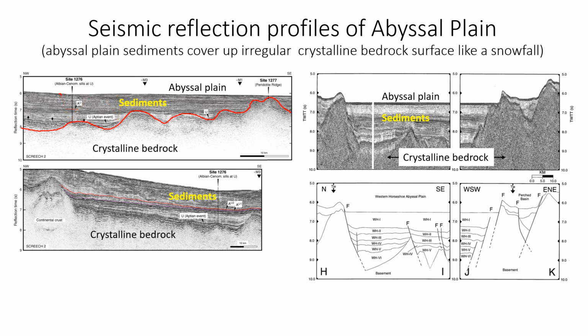Again, the abyssal plains are the flattest places on Earth, but that flatness is a little bit deceiving because if you drill down through it, if you remove the marine sediments on the floor of the abyssal plain, you would eventually move into this very irregular volcanic crystalline bedrock that originated at the mid-ocean ridges.